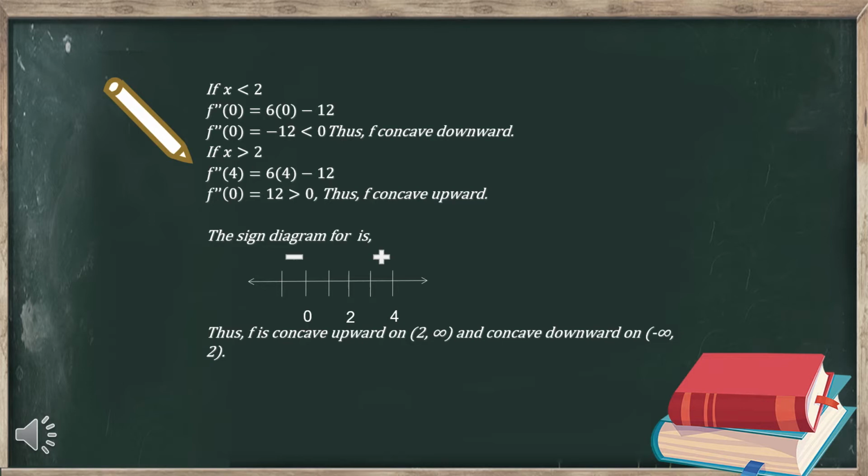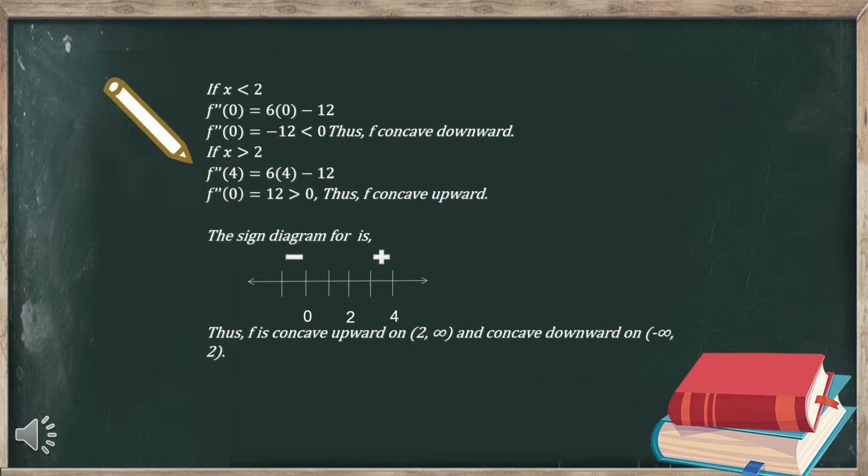And then if x is larger than 2, let's say I choose 4, so we place 4 into the x, we get 6 times 4 minus 12, and then we get the answer 12. Because 12 is larger than 0, thus the function is concave upward.